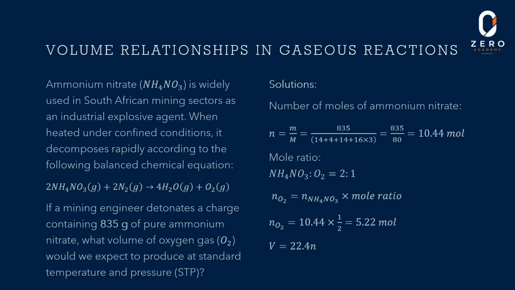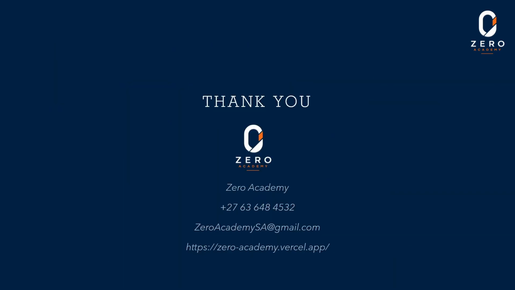And hence we're going to substitute that into the volume at STP formula. We were introduced to this formula earlier in the lesson, which states V is equal to 22,4 multiplied by the number of moles, and hence substituting in our number of moles, we'll have 22,4 multiplied by 5,22. That will give us a value of 116,928 dm cube. And that brings us to the end of this lesson.